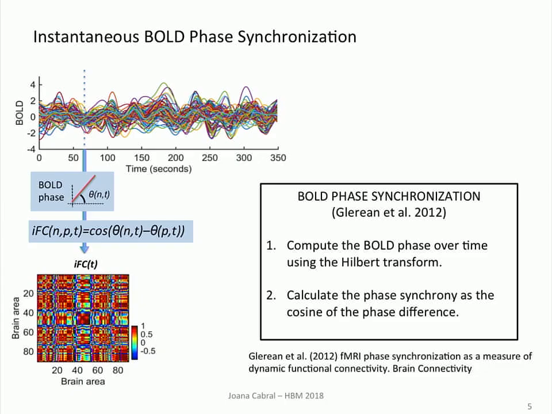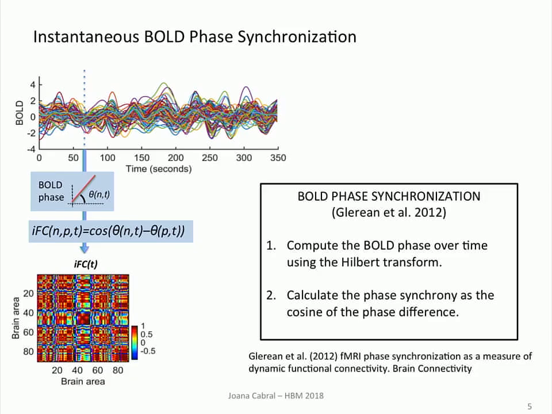Instantaneous BOLD phase synchronization was actually introduced by Enrico Glerean in 2012. It consists in computing the BOLD phase over time using the Hilbert transform. This is quite straightforward. There's a MATLAB function called hilbert, and you just do angle of hilbert of the signal. And then you calculate the phase synchrony as the cosine of the difference of the phases, or 1 minus the sine. I think it's a very similar measure.